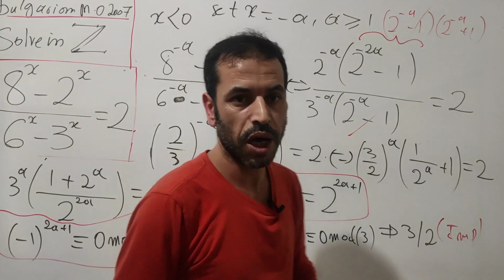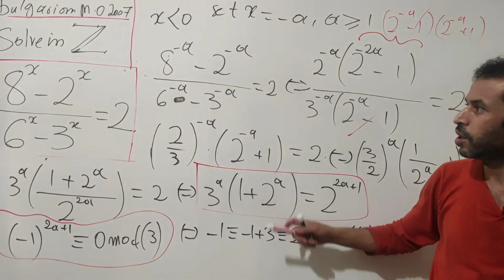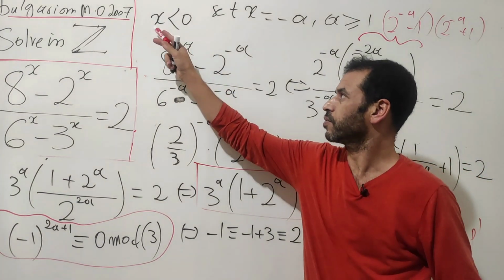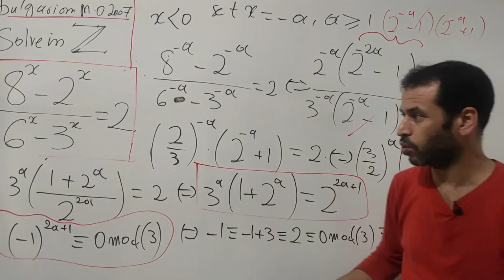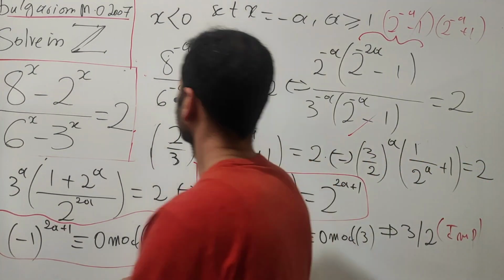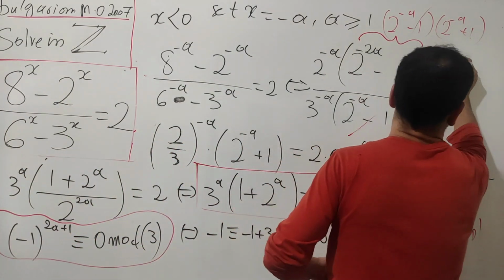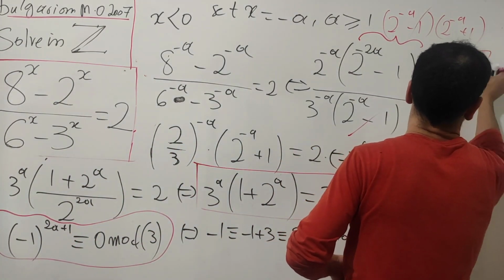Okay, I have shown we have no solutions for this equation when x is negative, and when x is greater than 0. So we have proven all the cases. We found only one solution for this equation, which is x equals number 1.